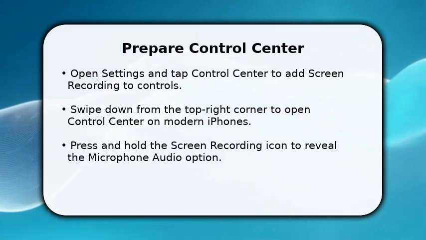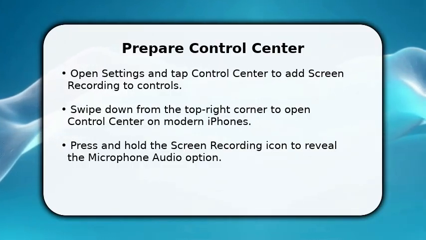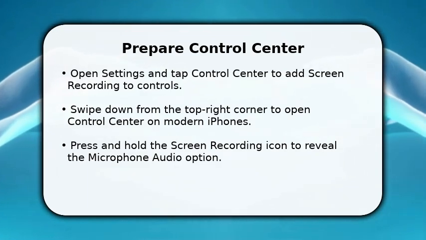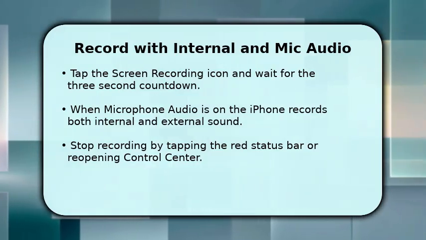Press and hold the screen recording icon to reveal the microphone audio option. Tap Microphone Audio to toggle it on or off based on your needs. Wait for the 3-second countdown to begin your recording session confidently. Tap the screen recording icon and wait for the 3-second countdown.